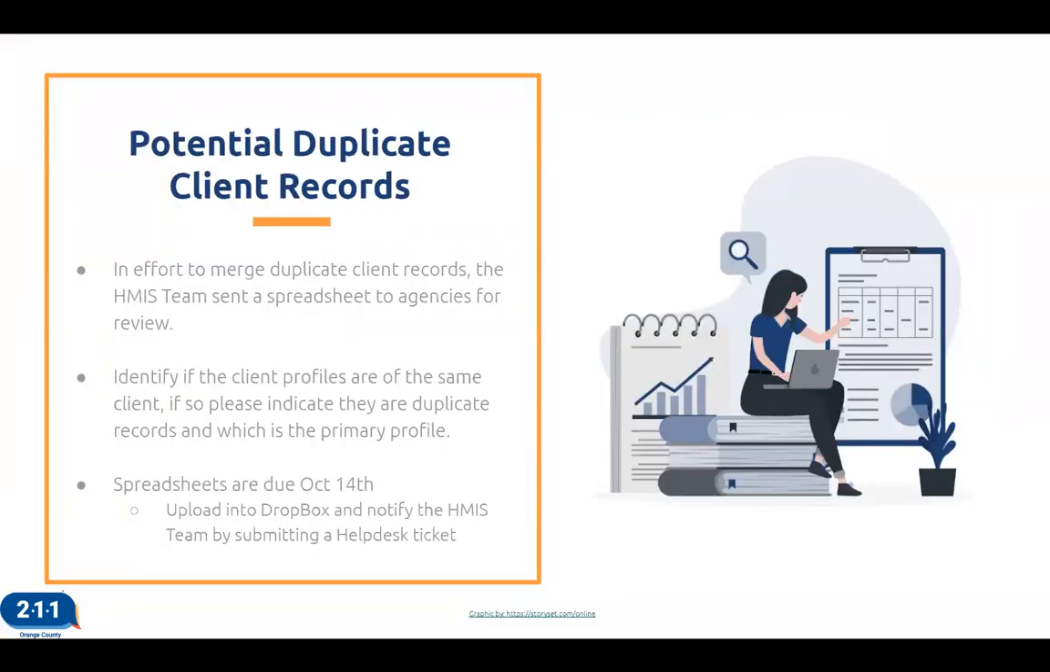Potential duplicate client records. In an effort to merge duplicate client records, the HMIS team sent a spreadsheet to agencies for review. You will review the spreadsheet and identify if the client profiles are of the same clients. If that is the case, please indicate that those are duplicate records and which one is the primary profile. Please then update the spreadsheet and upload it into your Dropbox and notify the HMIS team by October 14th so that we can merge those duplicate profiles.